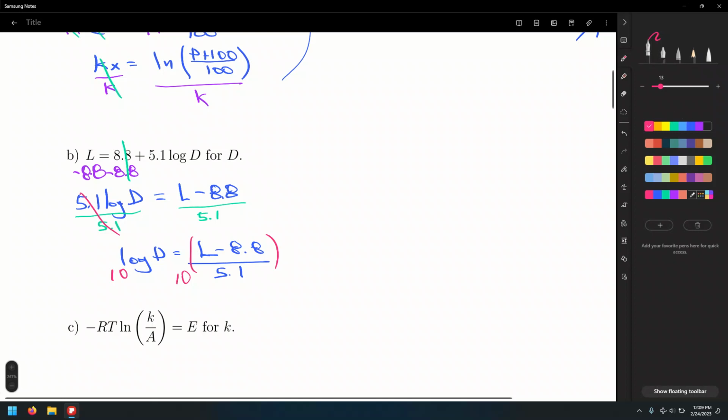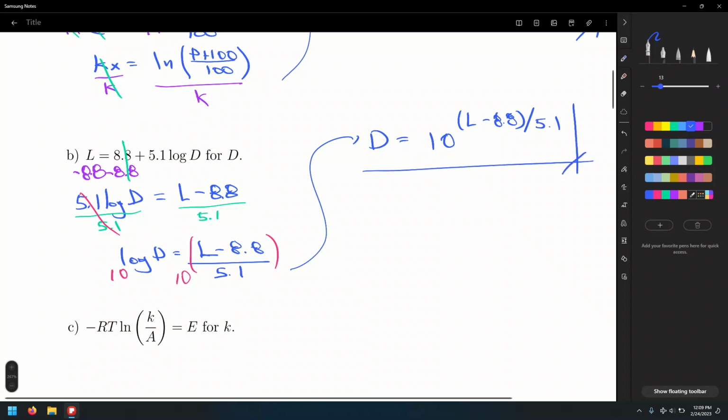So let me continue here. That's D equals 10 raised to the L minus 8.8, and I'm going to do this division symbol like this, over 5.1. And that's the final answer. Again, our result in this case is not going to be a numerical value like we did in the previous section.